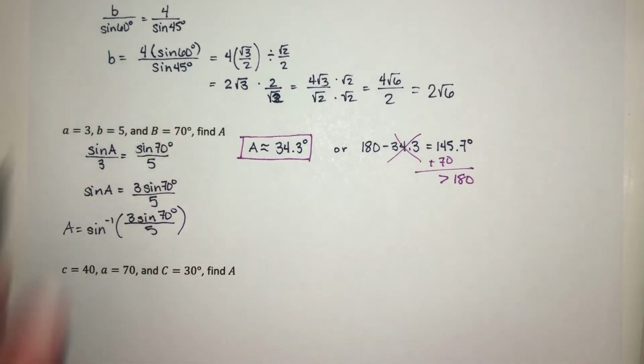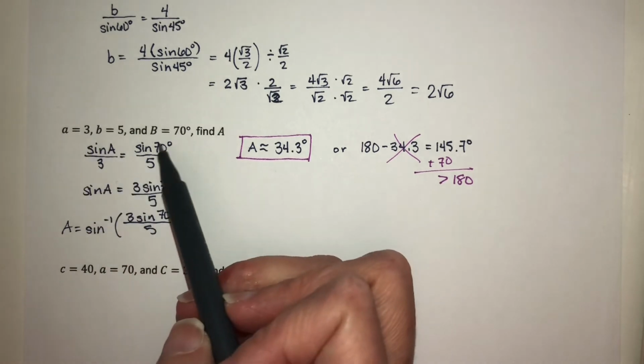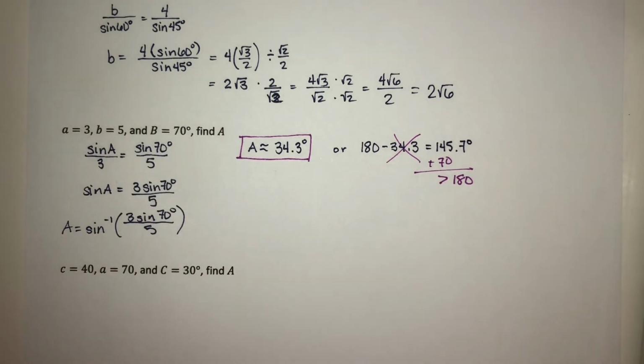Our A value is 34.3 degrees. Notice that this is the side-side-angle case, which I call the ambiguous case. We might have one solution, we might have two solutions, we might have no solution.